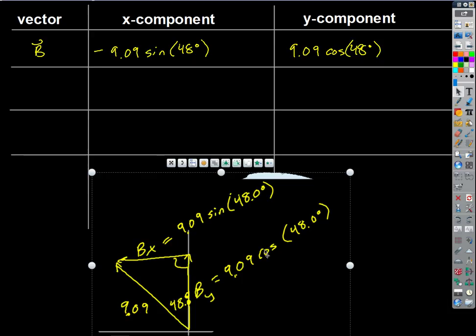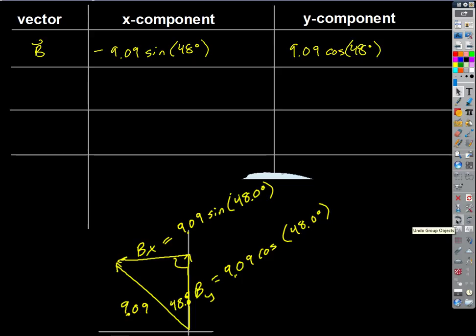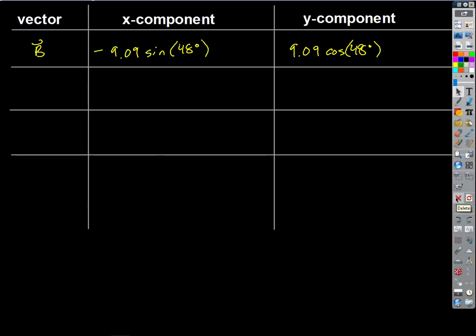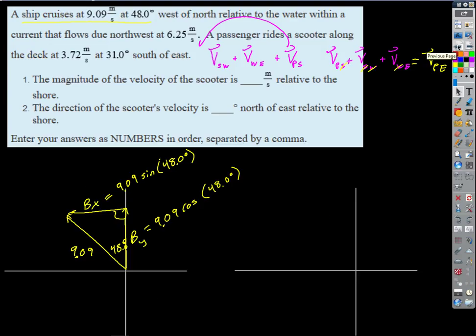So now I'm going to get rid of that so we don't clutter things up too bad. Okay, back to the other page. So we did our first vector. Okay, next one. Let's make this one green.